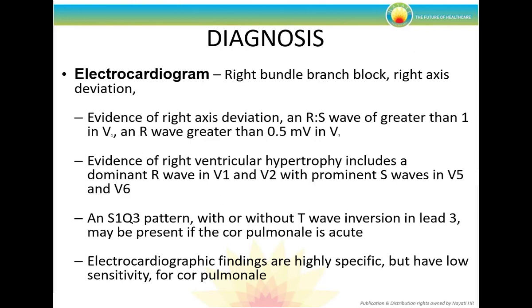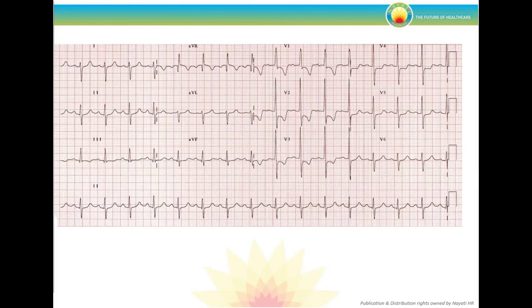So what are the things that we can see in ECG? ECG will typically show right-sided strain, right bundle branch block with right axis deviation, with a predominant R wave in V1 and V2, and predominant S wave in V5 and V6. Of course, you can see the classical S1, Q3, T3 pattern in patients with acute PE. Here you can see predominant R wave in V1 and V2, predominant S wave in V6. You can see ST depression and T wave inversion in V1 to V4.